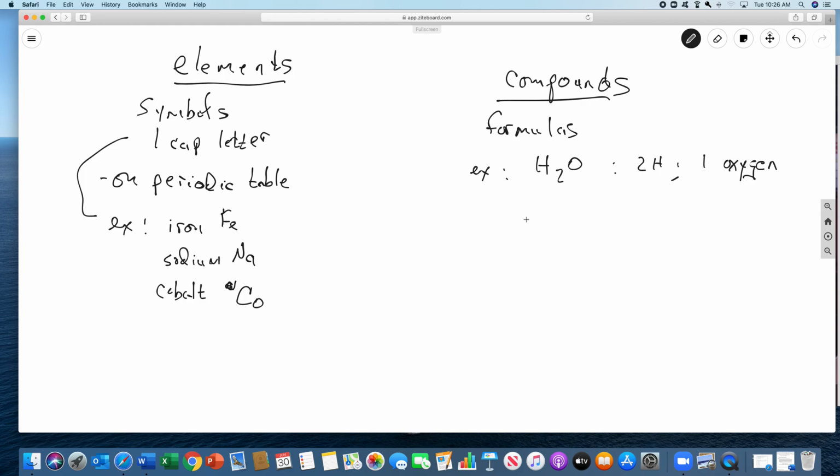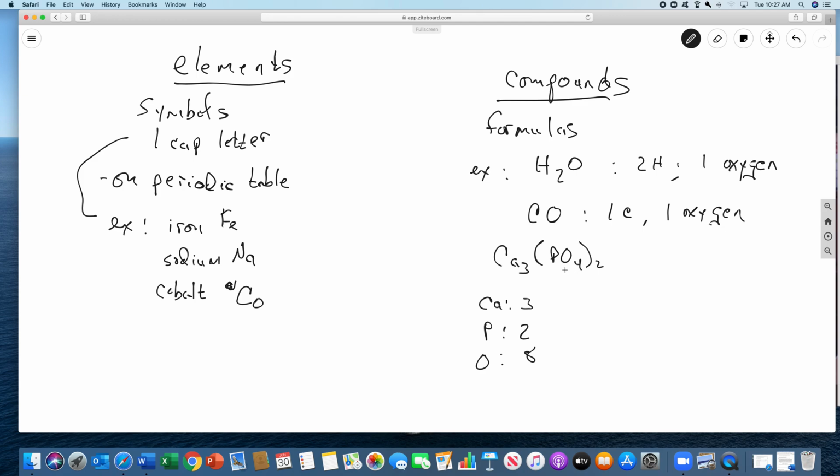All right, if I had CO, big O, that's carbon monoxide. That's 1 carbon and 1 oxygen. Sometimes we have parentheses like Ca3(PO4)2. The numbers distribute through the parentheses. So this has calcium, there's 3, phosphorus, there's 2, oxygen, 2 times 4 is 8. Now why don't we just write P2O8? There's a reason for that that we'll get to later on in the course. But these are all pure substances.